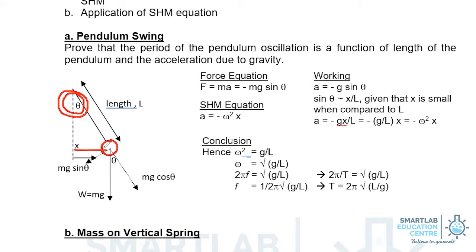When the bob is at a displacement x away from the equilibrium position, the net force acting on it is minus mg sine theta, as indicated in the force resolution of your weight mg into the two vectors as shown. As the weight is resolved in two directions, we can see that mg sine theta is the force directed towards the equilibrium position. So the net force F equal to ma is equal to minus mg sine theta.